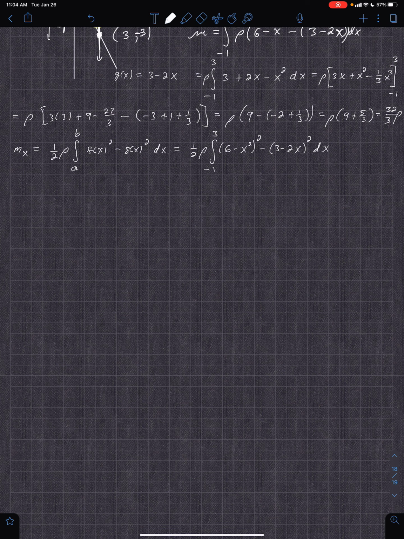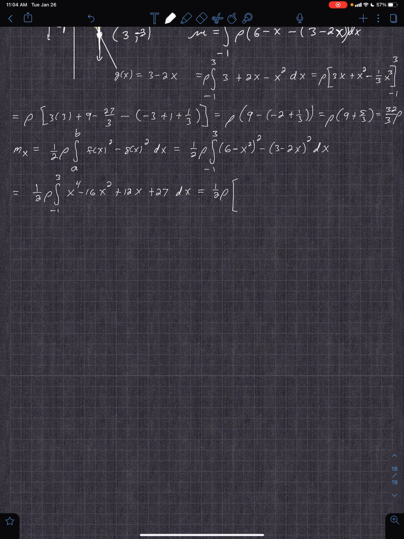I will go ahead and skip a step, so multiply all this out. So it's 1/2 rho times the integral from negative 1 to 3, and I get x to the 4th minus 16x squared plus 12x plus 27 dx. That's equal to 1/2 rho, negative 1 to 3. And oops, now I'm evaluating. Duh. Okay, so evaluate.